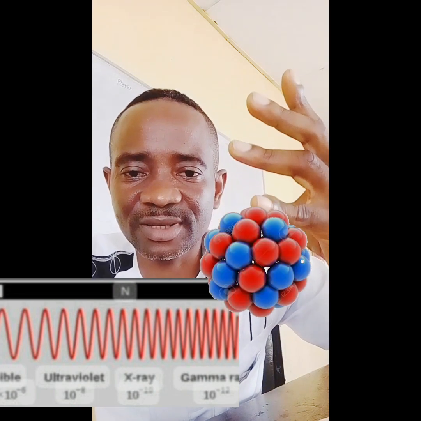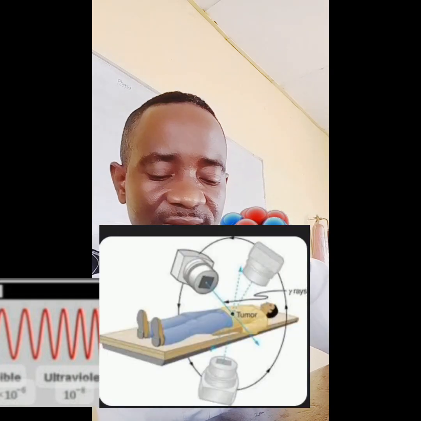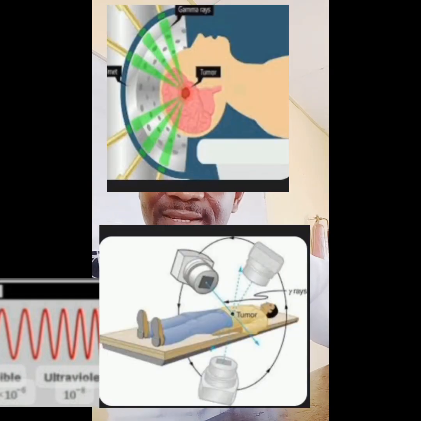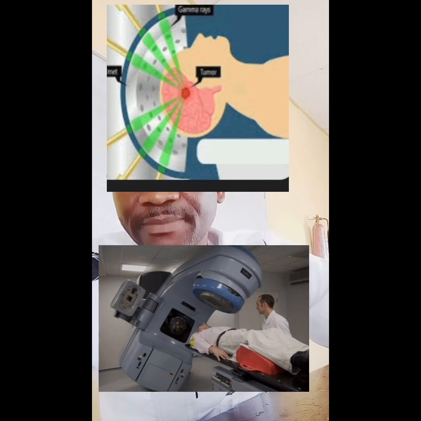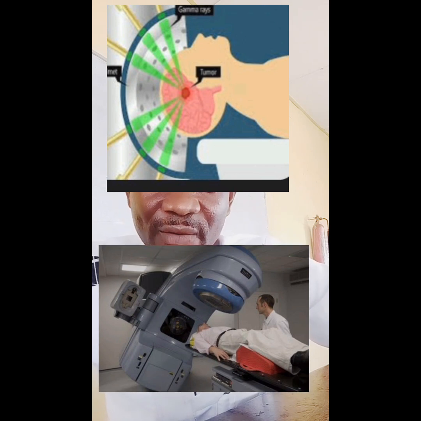Finally, the gamma ray. This is the most dangerous because it has the highest penetrating power and the highest energy, but the least wavelength. The scale of the wavelength is likened to the nucleus of the atom. You see how small it is, and it is used to destroy cancer cells in the hospital. Yeah, that is what it is used for.